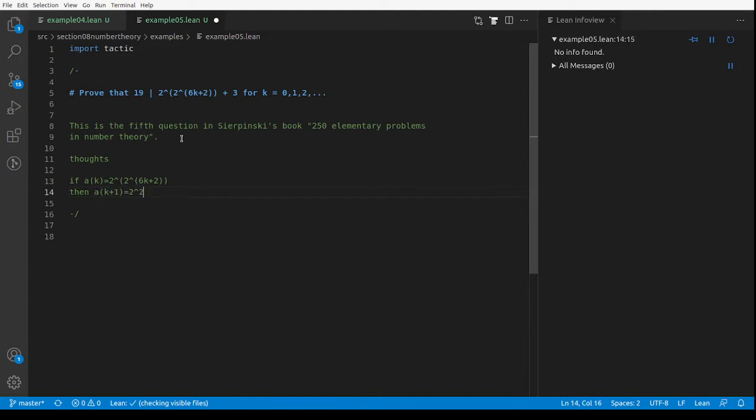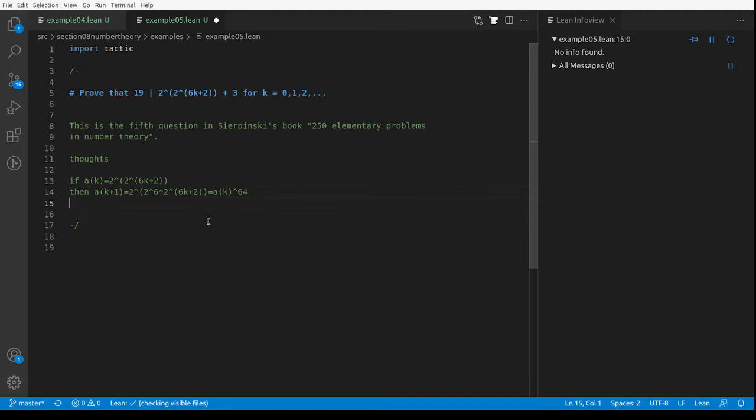It's 2 to the 2 to the 6k plus 8, and so that's 2 to the 6 times 2 to the 6k plus 2, and that's a to the power of b times c. Aha. And so it is. I think it's A_k to the power of 2 to the 6, what's 2 to the 6? 64, right? I think A_(k+1) is A_k to the 64.